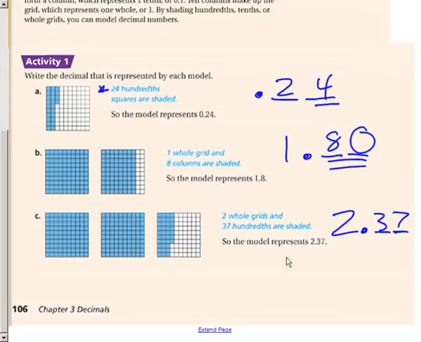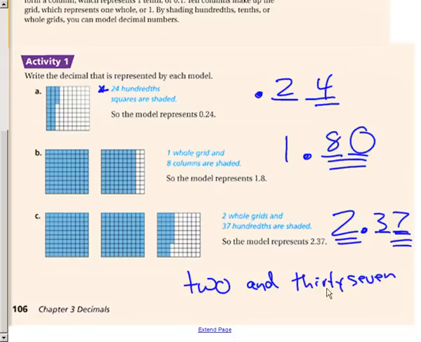So how would we read this? I read the whole number first and say 2. Then I see the decimal and I write and. Then I say this as a number all by itself, 37. And then I have to say what place value the last digit is in, which is the hundredths place. So it'll be 2 and 37 hundredths. And we have to put that TH on there.